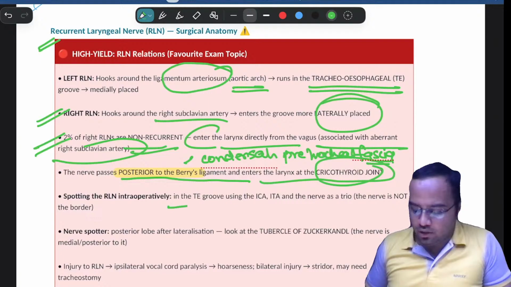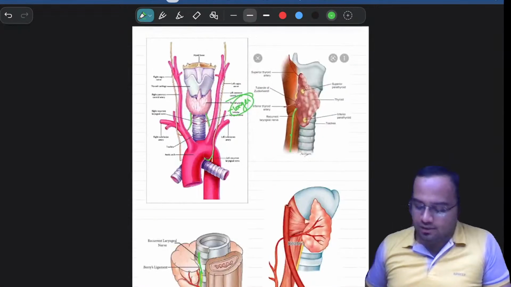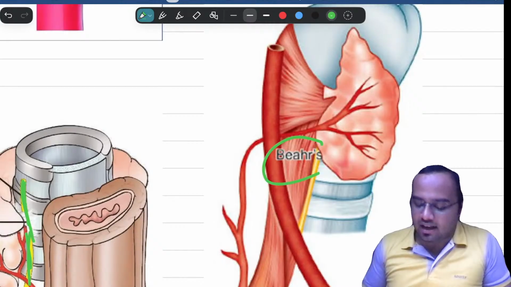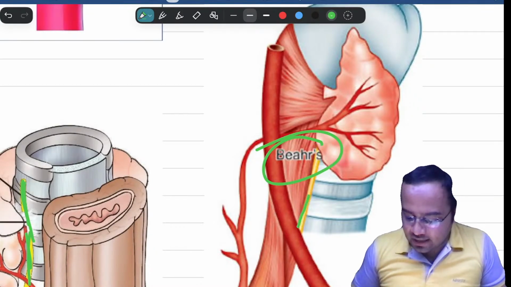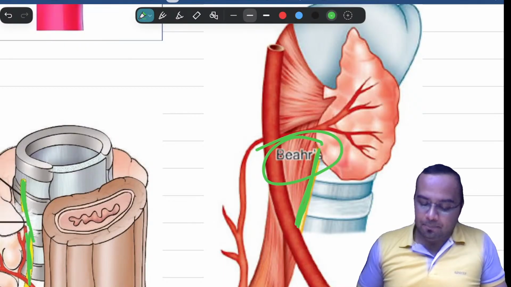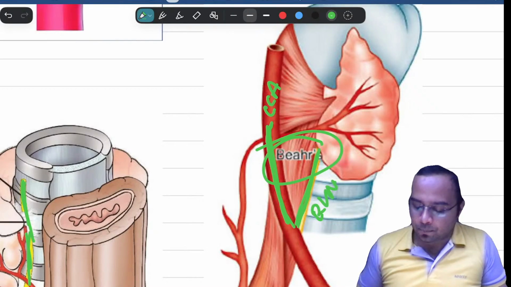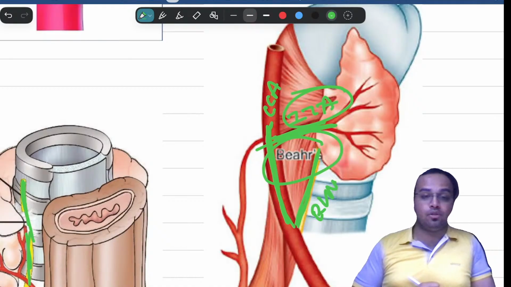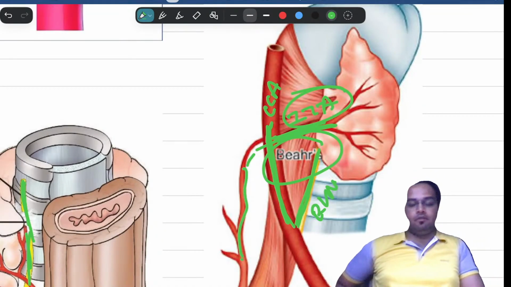Firstly, it is in the tracheo-oesophageal groove. So there is going to be a triangle. So what is the triangle? Always remember, it is going to be Beahrs' triangle. What is Beahrs' triangle? The anterior border itself is going to be the nerve. The posterior border is going to be the common carotid artery. So this is the common carotid artery. This is going to be the RLN, and the superior border is going to be bounded by the inferior thyroid artery. The inferior thyroid artery is obviously formed from the brachiocephalic trunk or the subclavian artery.